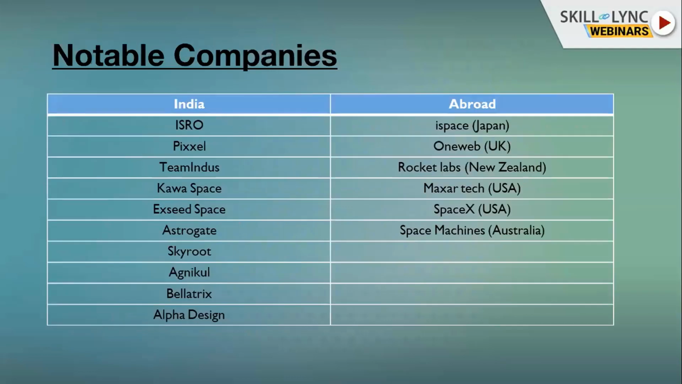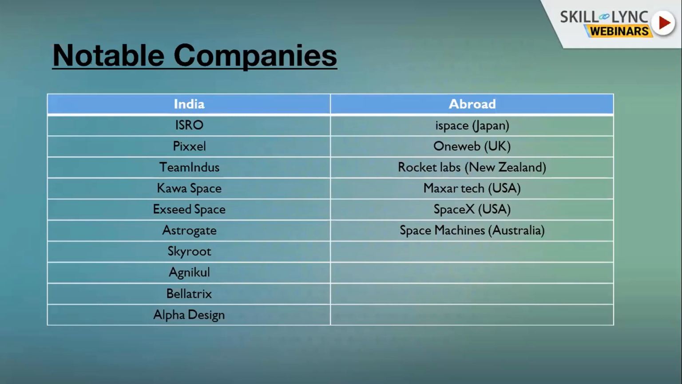Now we talk about the notable companies in India and abroad. In India, the first name that comes to mind is ISRO. One misconception is that you need to have an aerospace degree if you want to enter the aerospace domain, which is not true, because most of the engineers working in ISRO have mechanical degrees. So ISRO is one company where you can start your career. Of course, you have to write an exam for that.